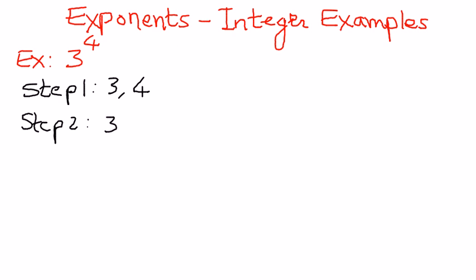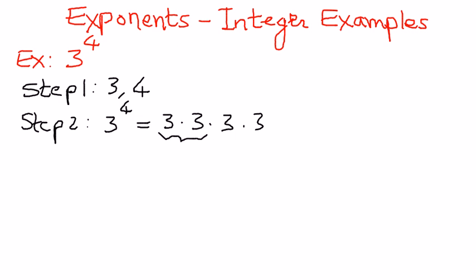So let's write down the problem. 3 to the power of 4. The base term is 3 and that needs to be repeated 4 times. 3 times 3 times 3 times 3. Now we simplify the math. We take two numbers at a time.